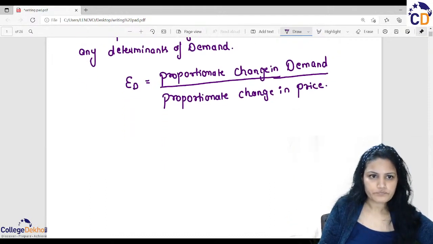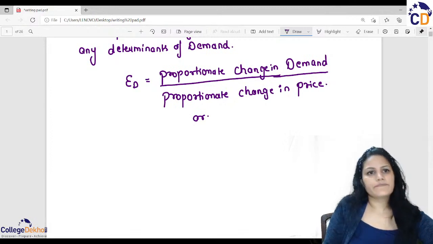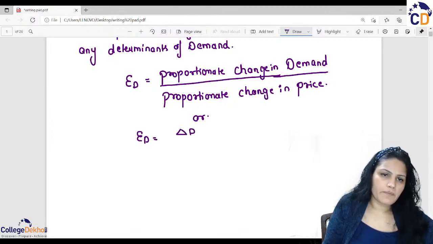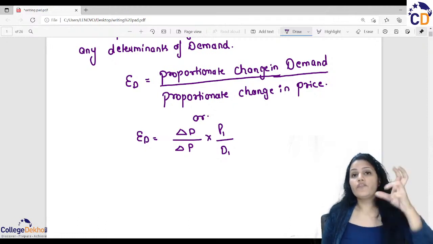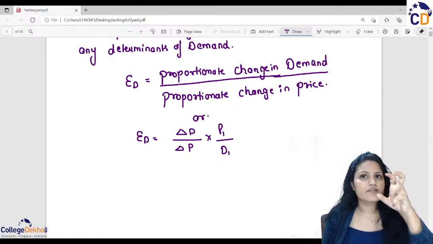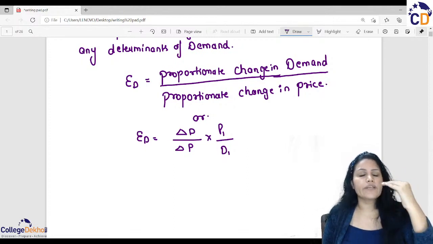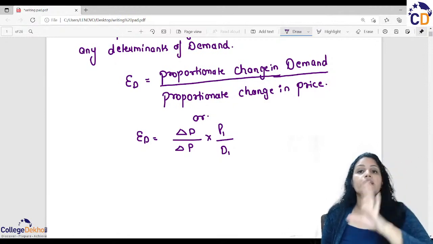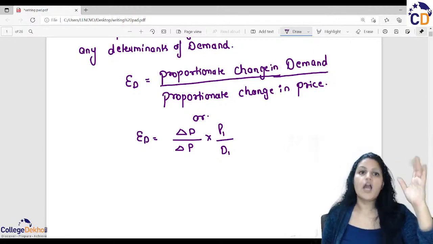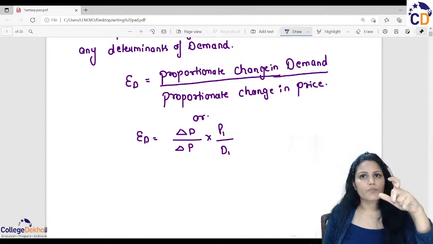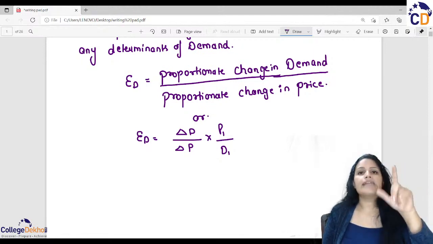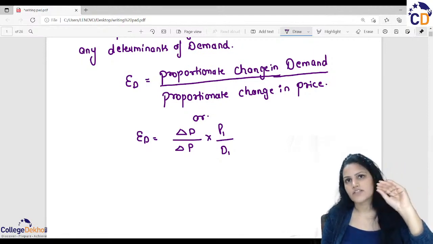So coming to the next point, this formula may be written as ED equals change in demand upon change in price, multiplied by P1 upon D1. Simple. This is the elasticity of demand. And we are going to check it on a percentage, proportionate basis. Let's suppose there is a 10% change in price and a 20% change in demand. What would be the percentage change in the response of demand? How much proportionate change in demand does a little change in price give? That proportion should be understood. That's why we are going to learn and understand the elasticity of demand.